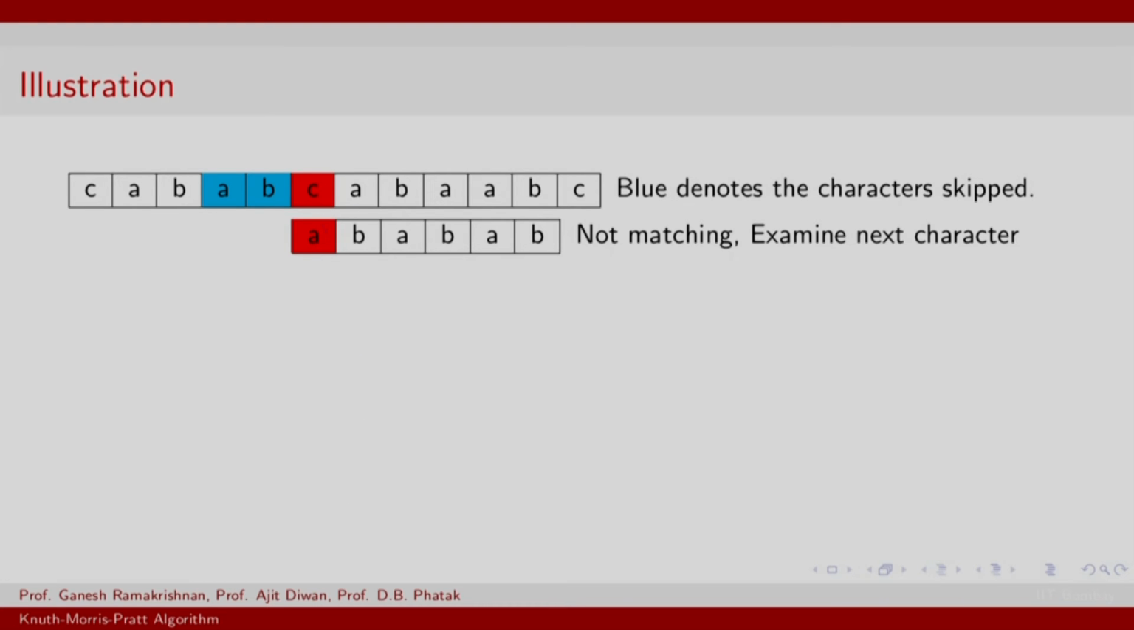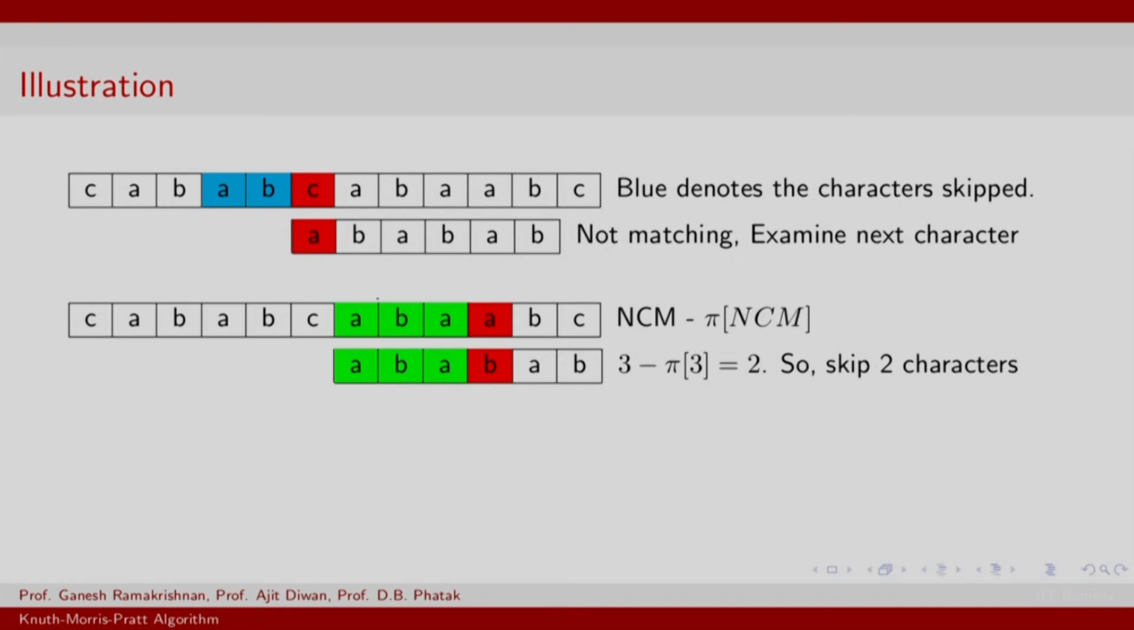So we start with matching A and C, no match. We proceed. Starting at the next position we have 3 matches, and again what do we find? There is a mismatch at the 4th position. We look at pi of 3, the length of the longest prefix of ABA that happens to be a proper suffix of ABA is 1, and that is basically A here, and I know that this A will match this A. So therefore what I can do is skip the characters that come in the middle.